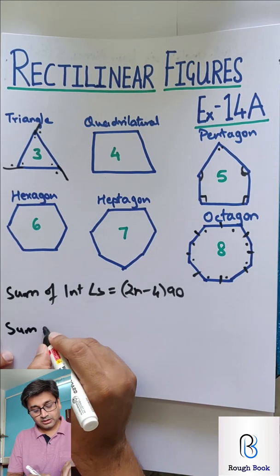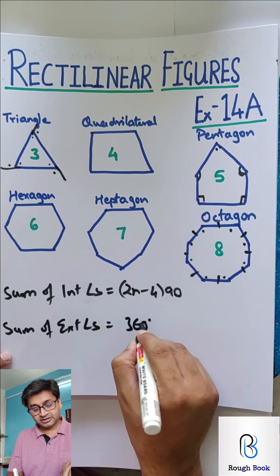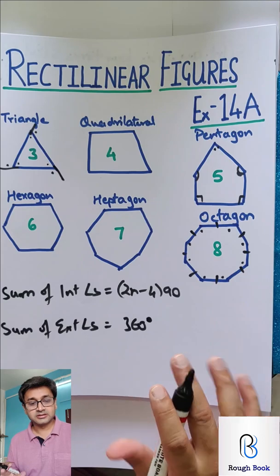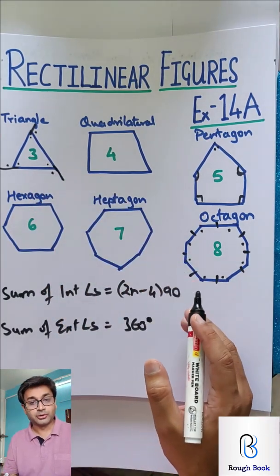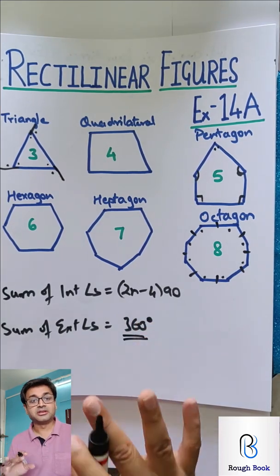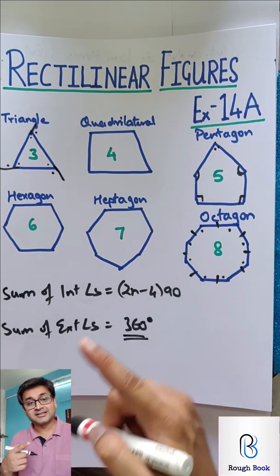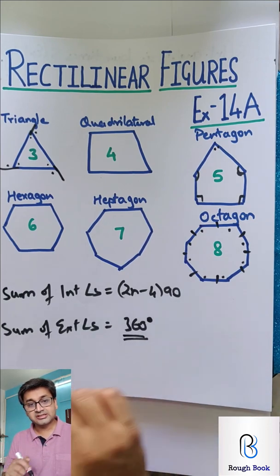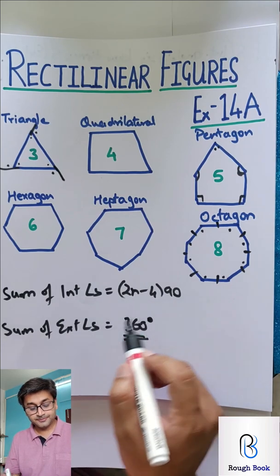Likewise, the sum of all exterior angles is always 360. Now 360 in which one? 360 in all the cases. Whether it is a triangle or an octagon or a polygon with 12 sides or 20 sides, the exterior angle total will always remain 360. It will never change. The interior angle total will keep on changing as the number of sides goes up. Is that clear? So interior will change, exterior will never change.